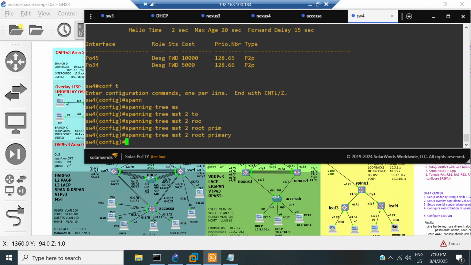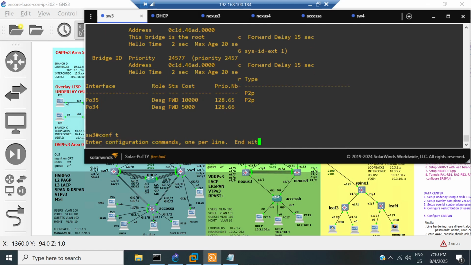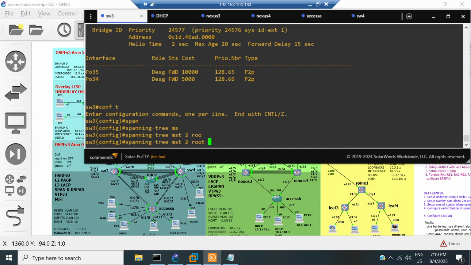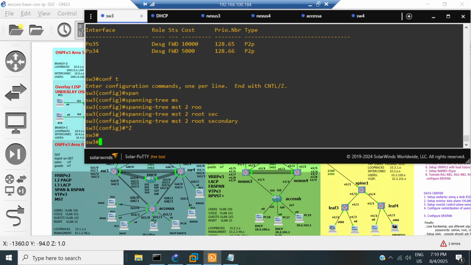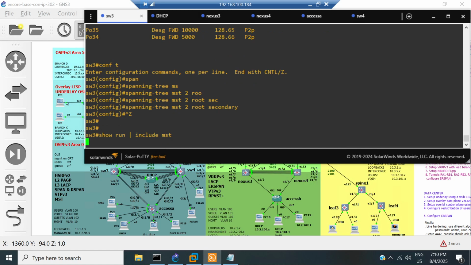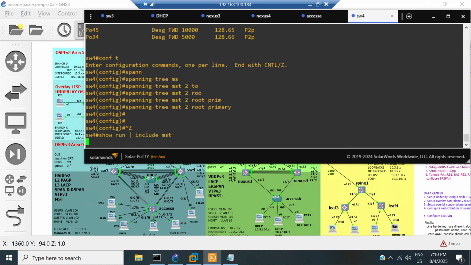primary. And I actually don't want access A to ever become a root, so the root secondary will be switch 3. So spanning tree MST for region 2 root secondary. So far so good. Now we could set up some other features. Let's go to Nexus 3 and Nexus 4. MST is complete now on this side of the network.